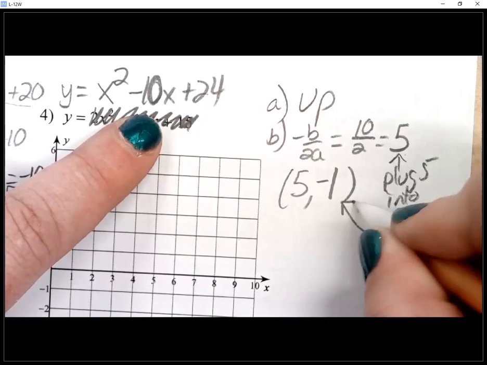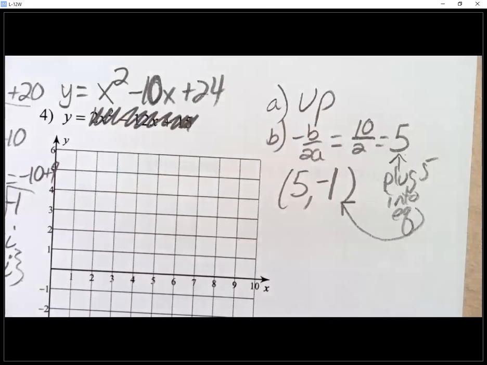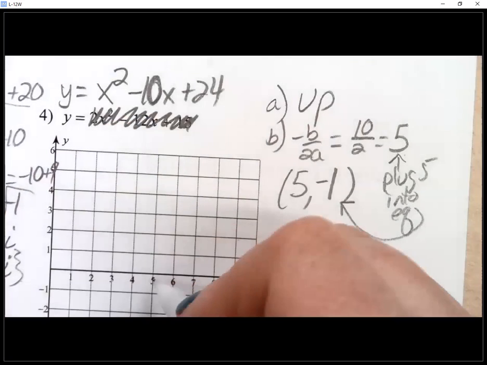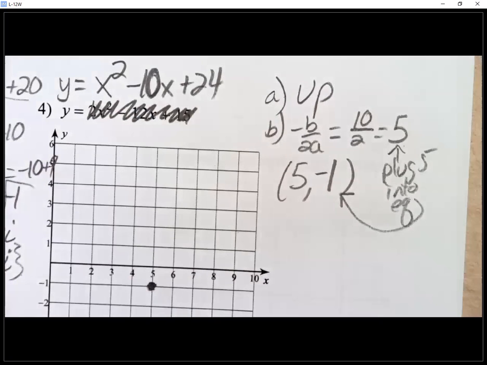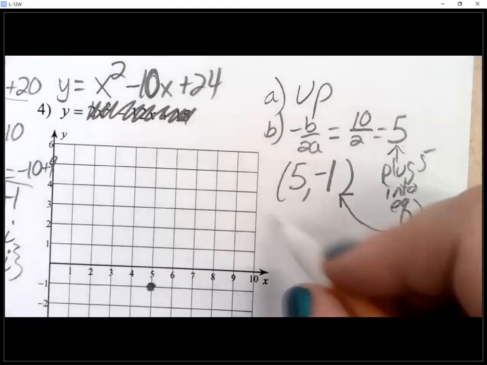That's how we get there. So now I know where my vertex is. It's at 5, -1. So I'm going to put a dot on my graph. I know this thing is going to be up like a cup, so it's going to cross the x-axis twice, right? I can already tell these things because my vertex is down here and it's going upwards. Once you know the vertex, you know the axis of symmetry.